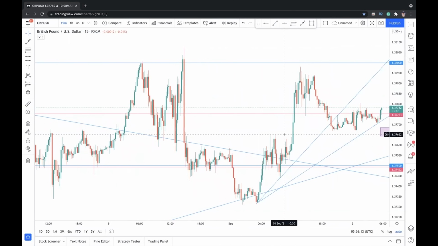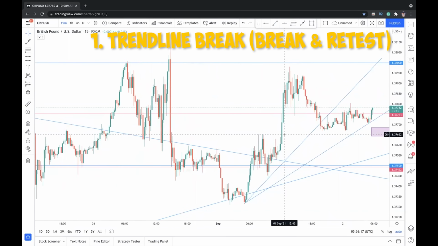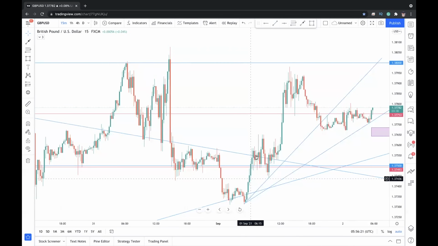In trend line trading, we have two types of trend lines. We have trend line break and we have trend line bounce. Here's an example of a trend line bounce. Upon touching this trend line, it moves up, comes back to touch the trend line, and bounces up. All right, come back to touch, it either breaks or bounces. But at this point, it got broken.